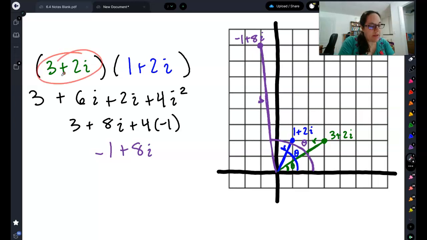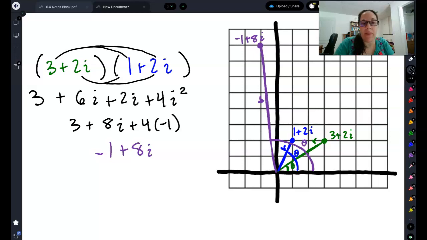I have two complex numbers here, 3 plus 2i and 1 plus 2i, and I'm multiplying them together. Essentially, we're just FOILing or distributing. A lot of people call it the rainbow method, whatever you want to call it. We just multiply 3 times 1 to get 3, 3 times 2i to get 6i, 2i times 1 to get 2i, and 2i times 2i to get 4i squared.